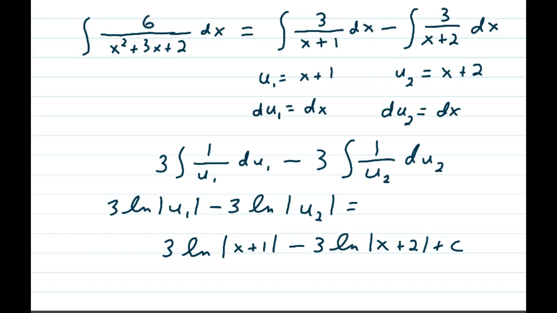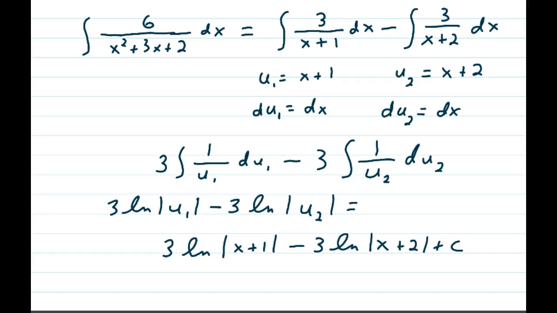So at this point, we know that the integral of 6 over x squared plus 4x plus 3 must equal the integral of 3 over x plus 1 minus the integral of 3 over x plus 3. And in both these cases, it's going to be u substitution. So here I let u1 equal x plus 1 and u2 equal x plus 3 since they are different u's. And in both cases, the derivatives are dx.